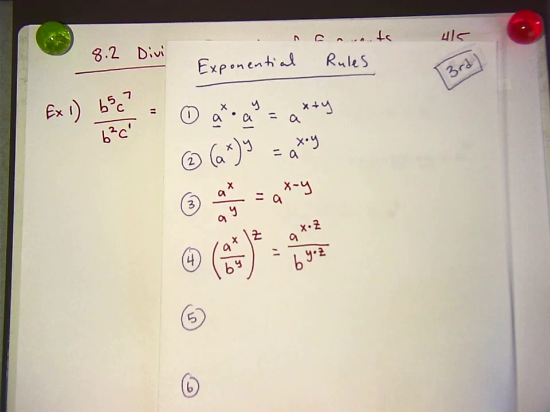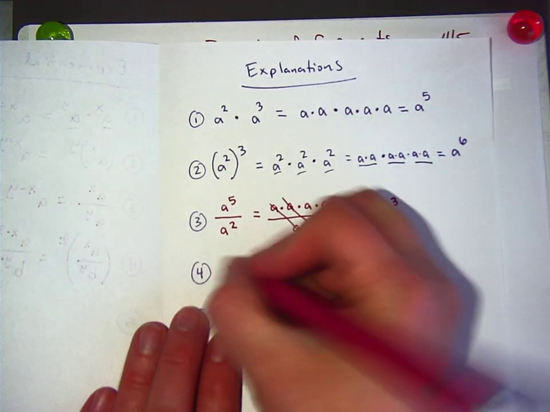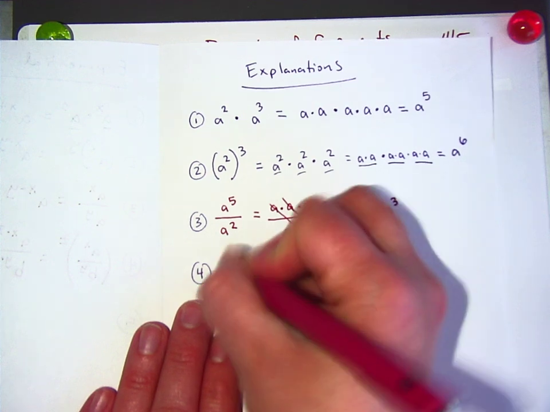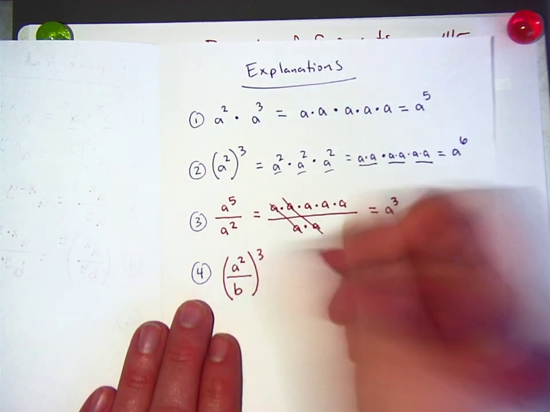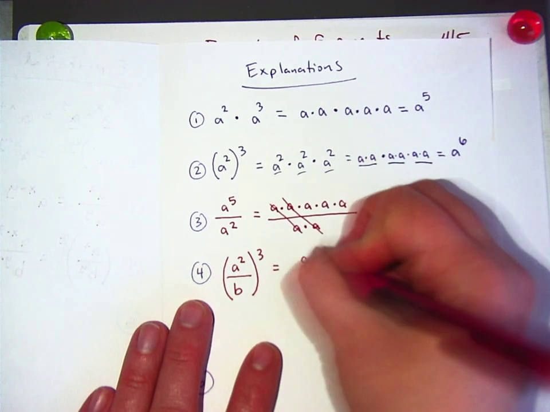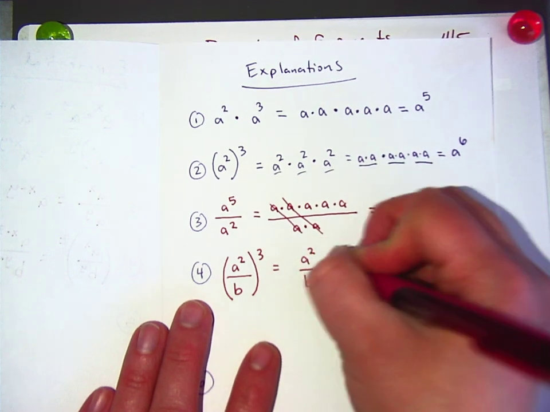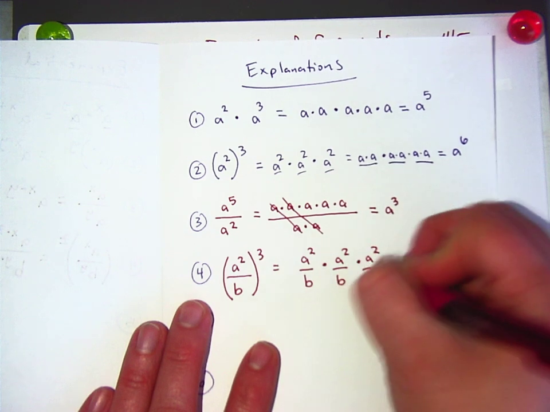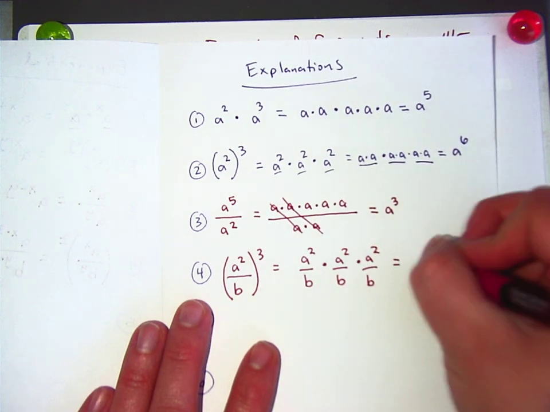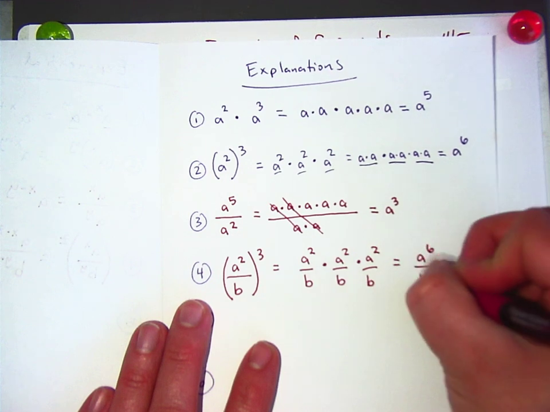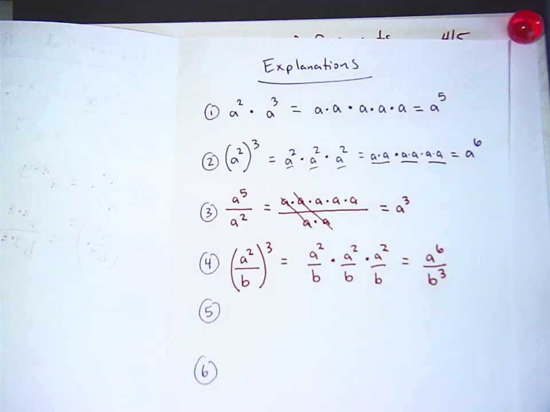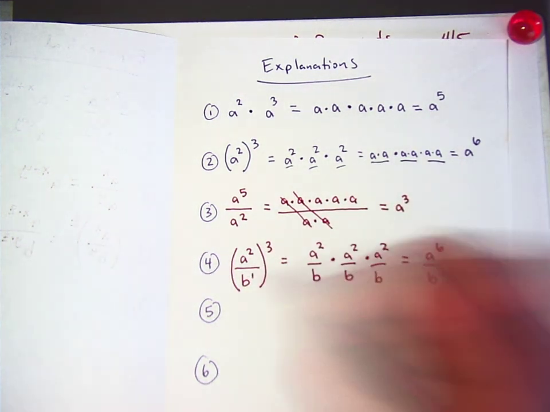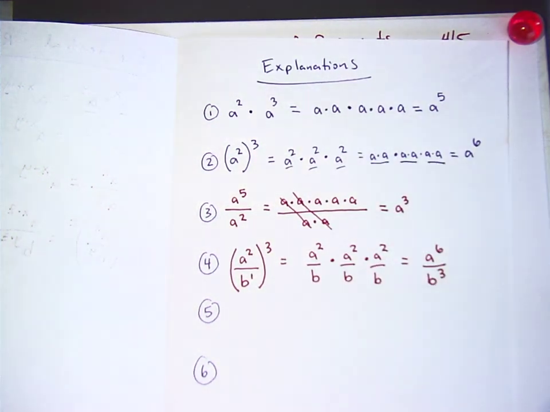I'm going to show you on the inside by saying, what if I had a squared over b, but it would be to the 3rd power? Well, that would be the same thing as a squared over b times a squared over b times a squared over b, which is a to the 6th over b to the 3rd. So you could just distribute the 3 to the 2 and get 6, and the 3 to the 1 and get 3 immediately.